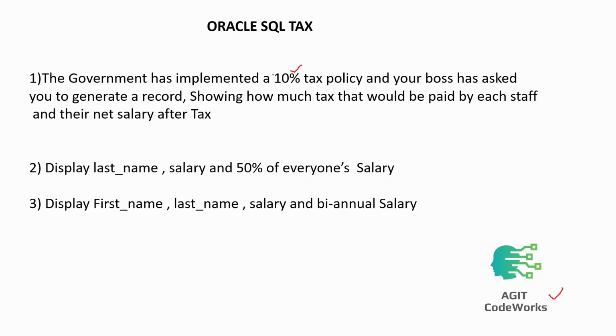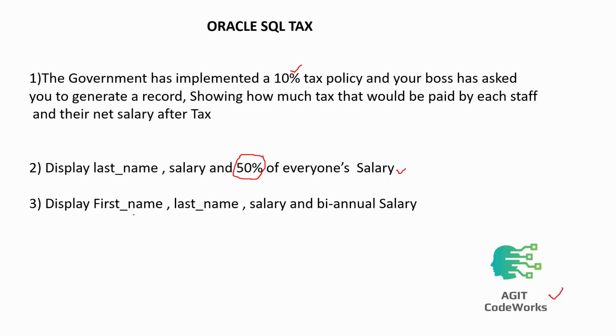That means that we are going to display what they are paying as tax, which is 10% of their salary, and after that we are going to display what will be remaining out of their salary after they've paid 10%. Next, we're going to display last name, salary, and 50% of everyone's salary. 50% of something is half of it, so we divide by 2 or multiply by 0.5.